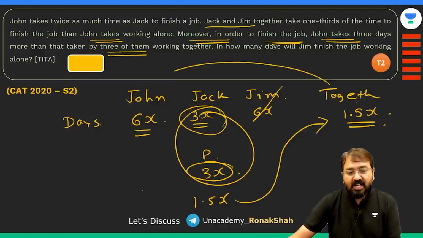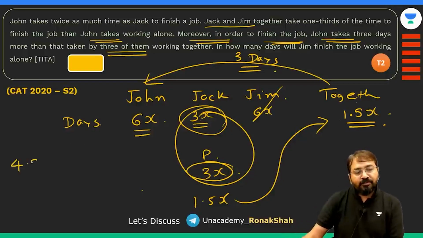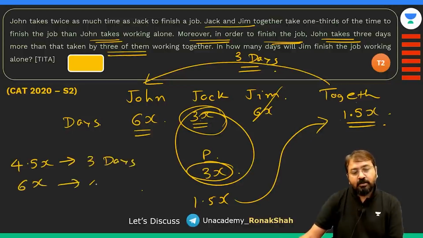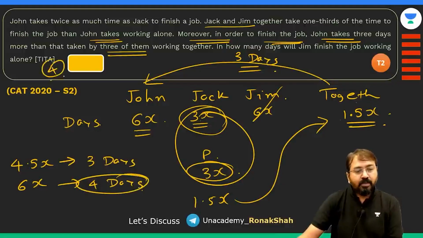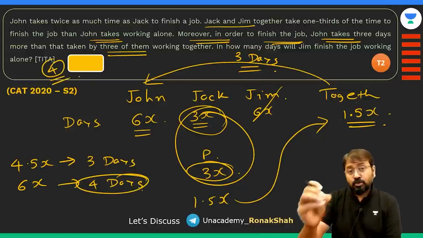So we are given that John takes 3 days more than the time taken by them working together. So can I say this difference is 4.5x, which is given as 3 days? So John alone takes 6x days, so it should be equal to 4 days. Isn't that? That's our answer. The answer for this question is 4. Without making any complicated equations, we could solve this question.